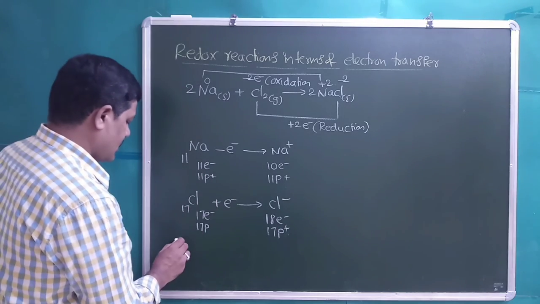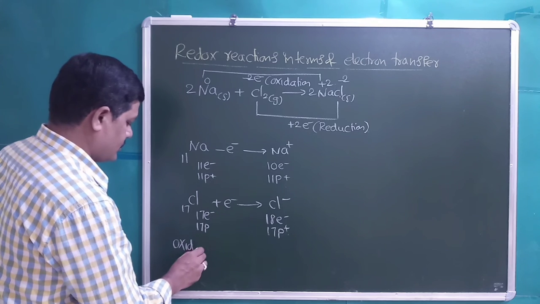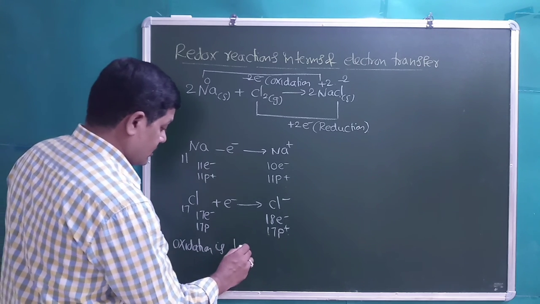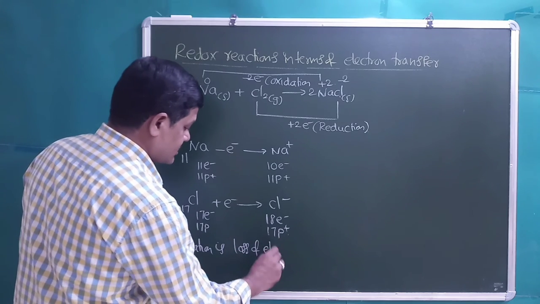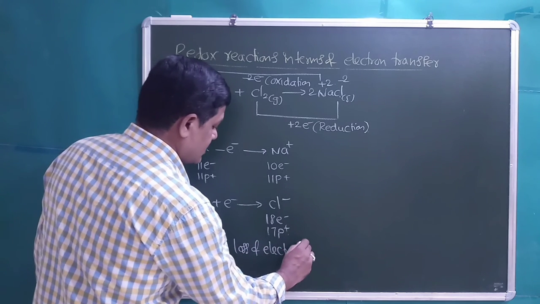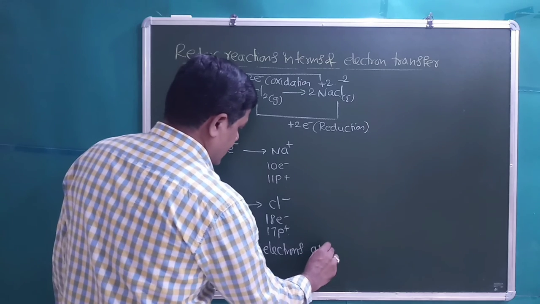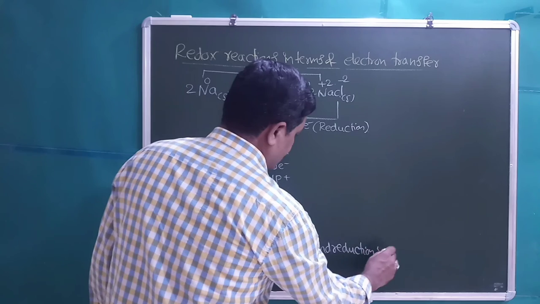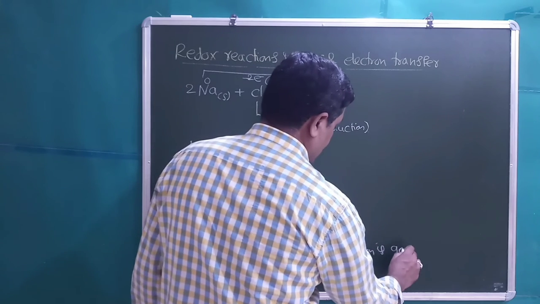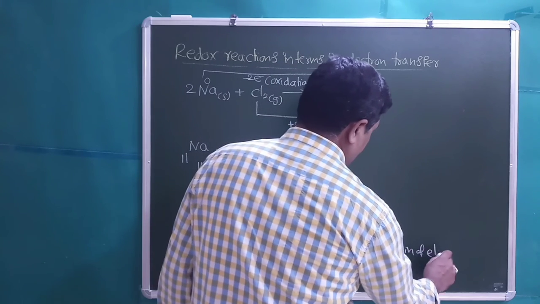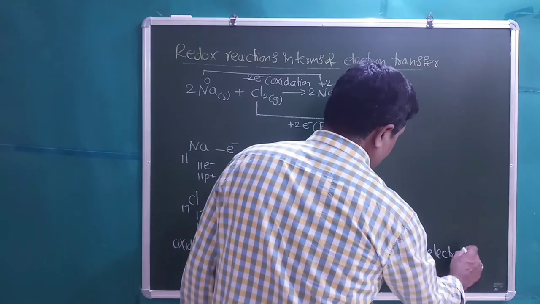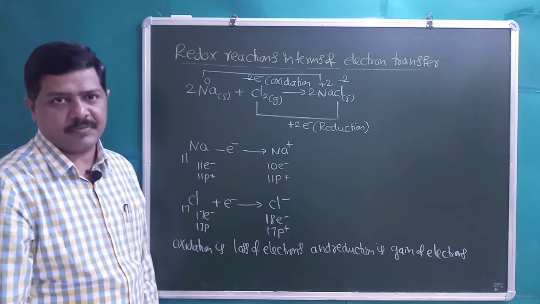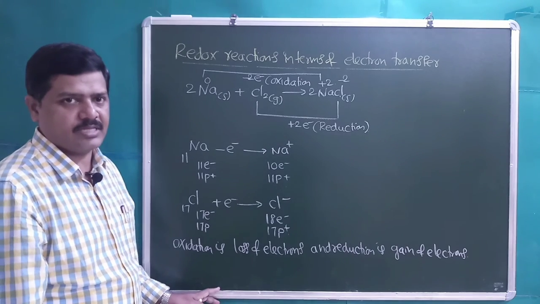Here, oxidation is loss of electrons, and reduction is gain of electrons. Students, let us define what is meant by oxidizing and reducing agents now.